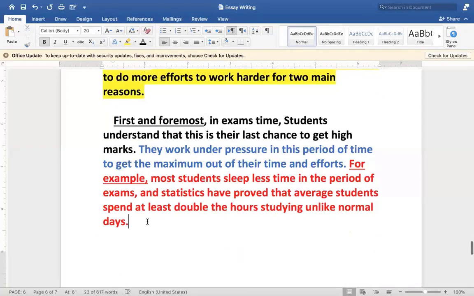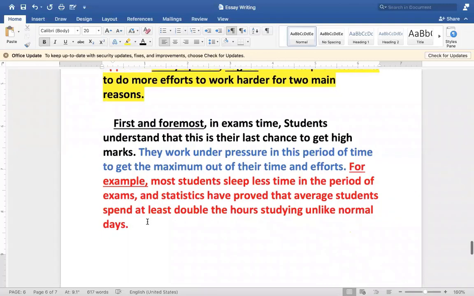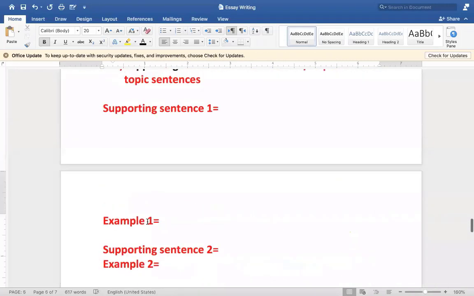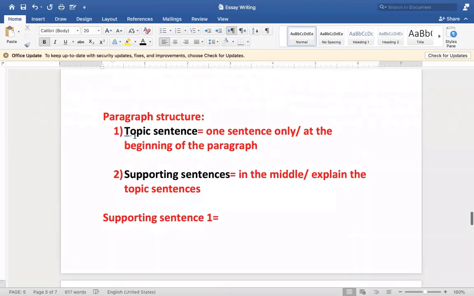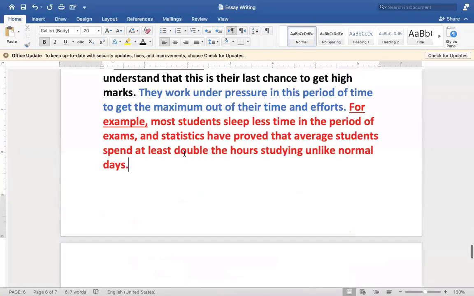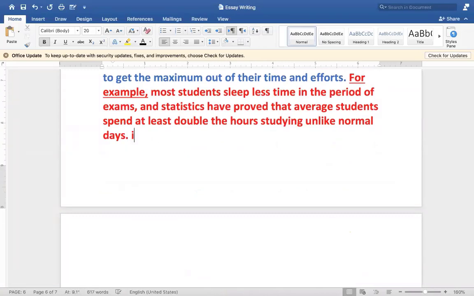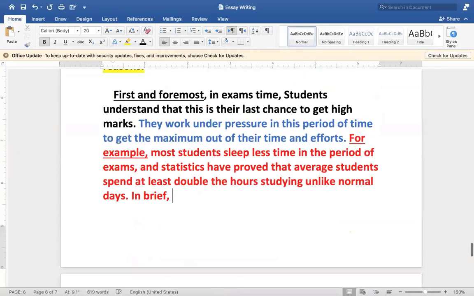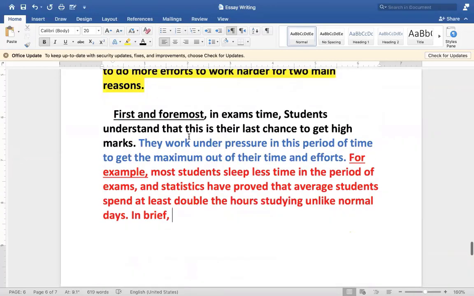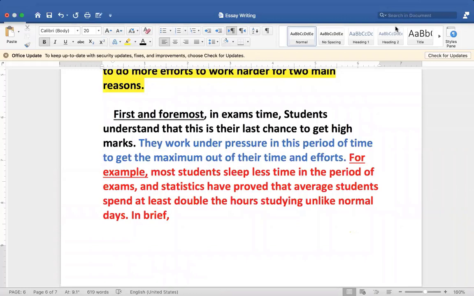Okay, now I want to tell him I'm finished with this paragraph. I need to have a concluding sentence. Remember the essay, the paragraph? I have the topic sentence, supporting sentences, and a concluding sentence. So I want to conclude my paragraph. I can say "in brief." What can I say? In brief, I can repeat the topic sentence again. In other words, who can give me a concluding sentence here? Who can give me a concluding sentence?